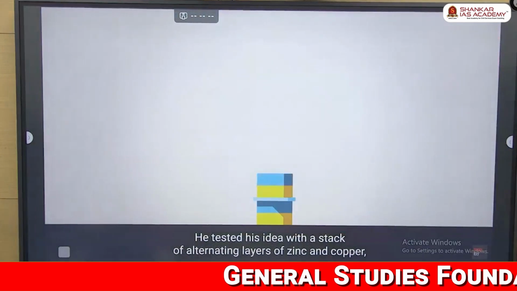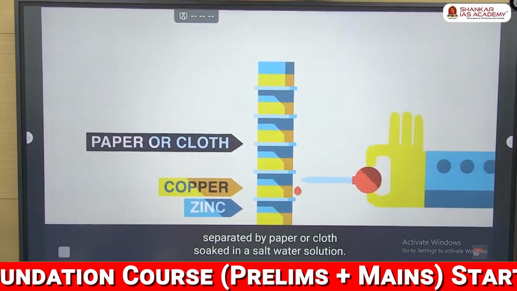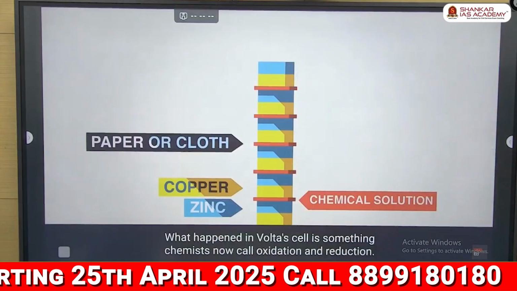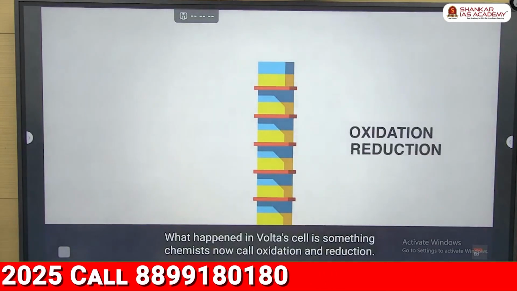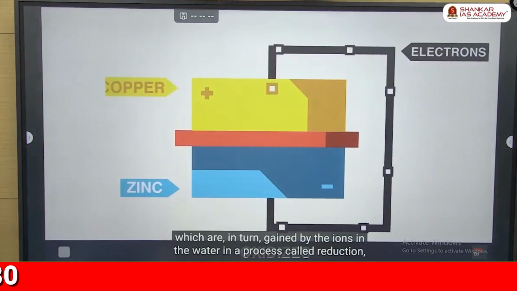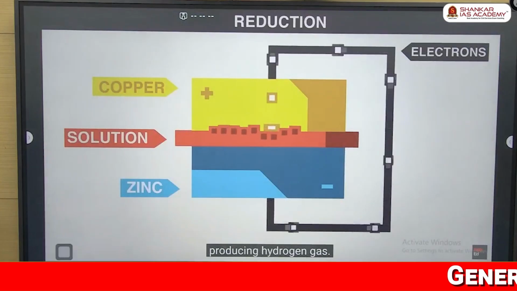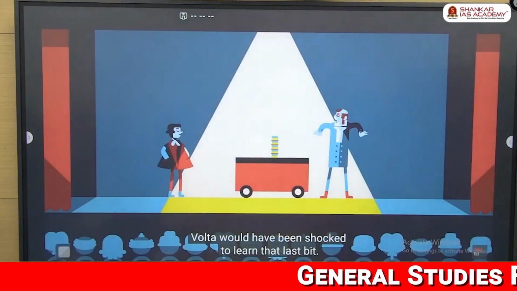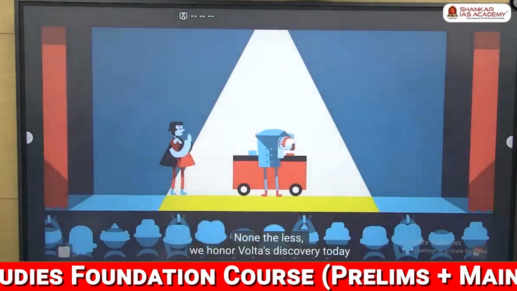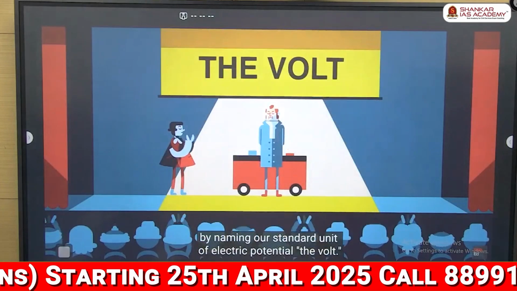He tested his idea with a stack of alternating layers of zinc and copper, separated by paper or cloth soaked in a saltwater solution. What happened in Volta's cell is something chemists now call oxidation and reduction. The zinc oxidizes, which means it loses electrons, which are in turn gained by the ions in the water in a process called reduction, producing hydrogen gas. Volta would have been shocked to learn that last bit. He thought the reaction was happening in the copper, rather than the solution. Nonetheless, we honor Volta's discovery today by naming our standard unit of electric potential the volt.